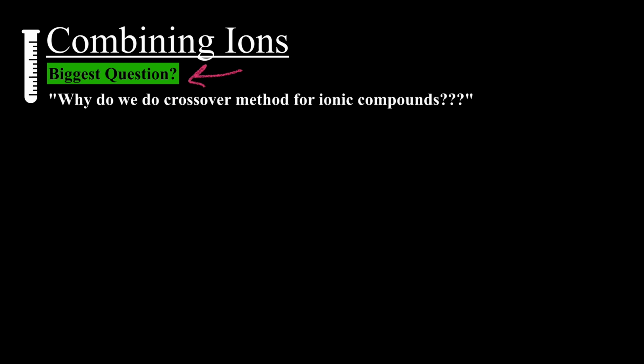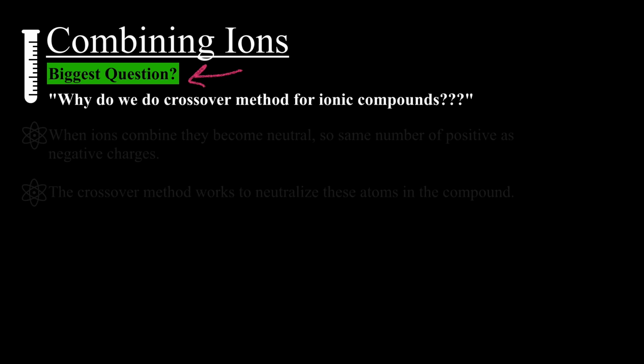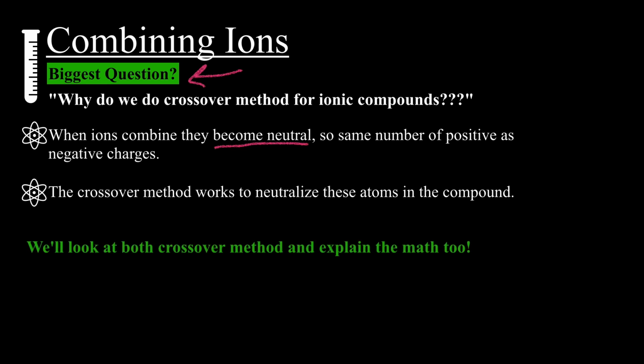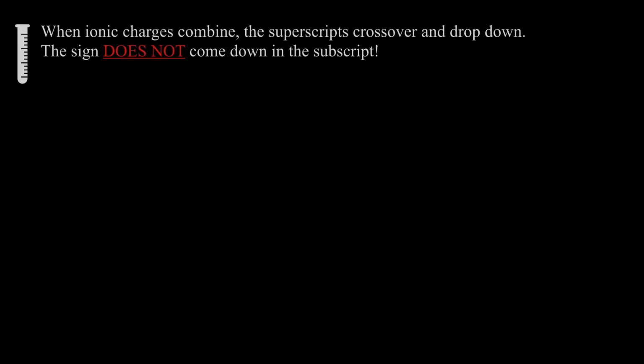So the biggest question I get: why do we do crossover method for ionic compounds? Simple. We need to neutralize the two ions when they come together in the formula. Crossing the charges results in the superscripts crossing over and becoming subscripts. It's really important that you do not bring the signs down. The positive and the negative, do not bring them down, only the charge number.